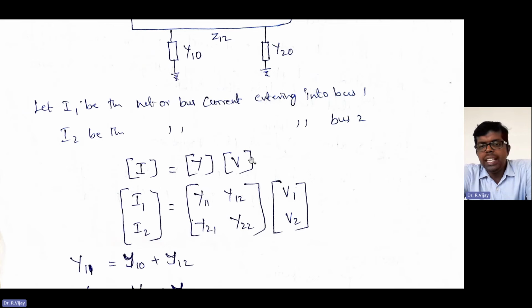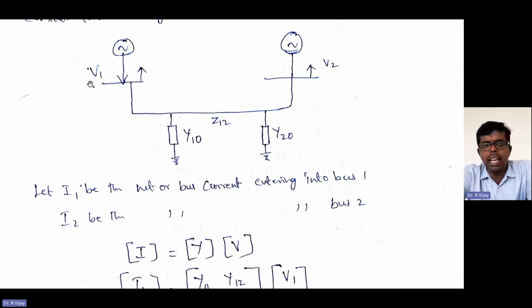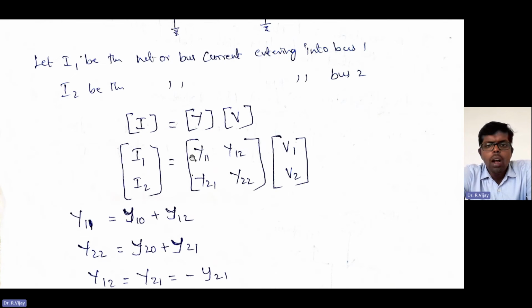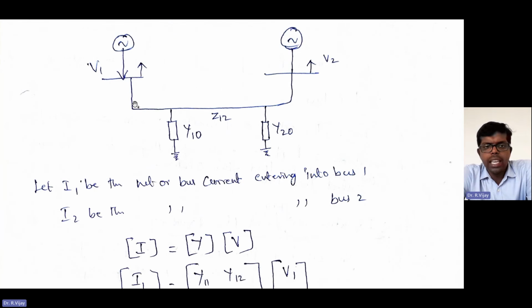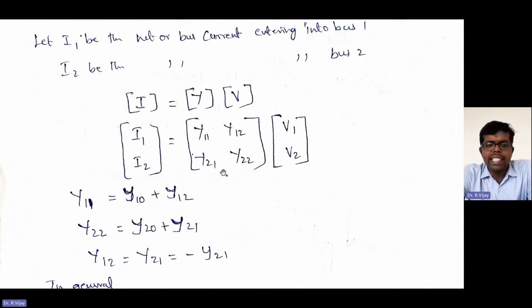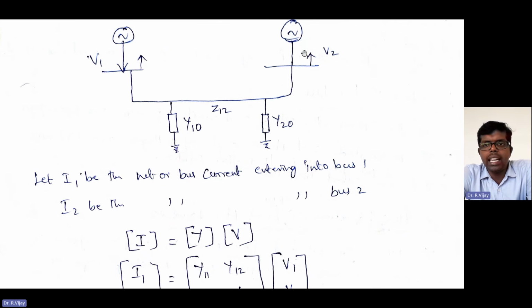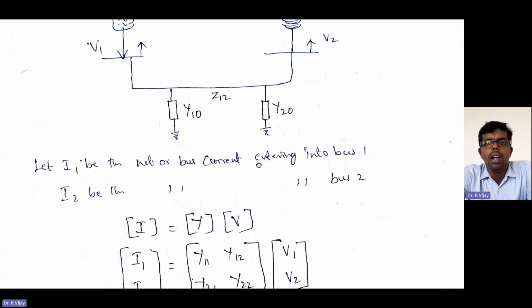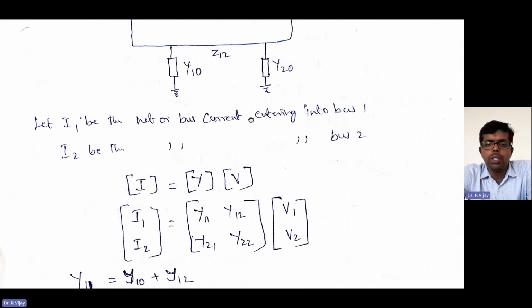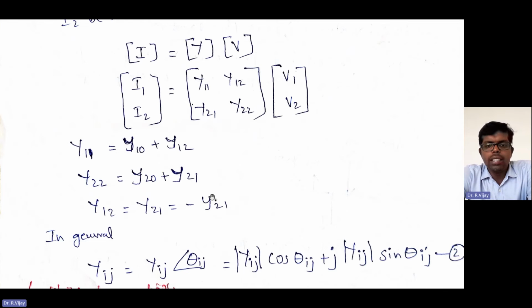Next, what is this V here? The V matrix is V1 and V2, because two buses, two voltages are there, V1 and V2. Now, what about this Y11? Y11 is nothing but Y10 plus Y12. Next, Y22 at bus number 2 is nothing but Y20 plus Y21. Next, Y12 is equal to Y21, which is equal to minus Y12 or Y21.